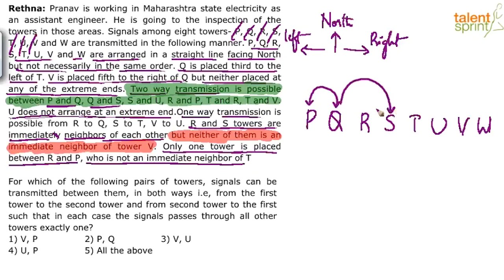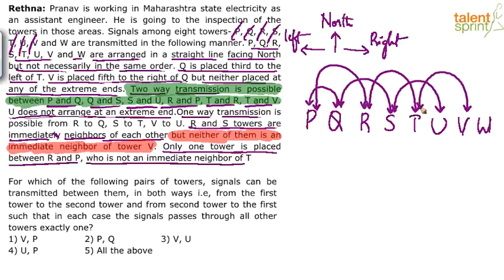So between Q and S, two-way transmission is possible, right? So Q to S and S to Q, both are possible. Then S and U, S to U also it's possible, right? S to U and U to S. Then R and P, R to P and P to R, right? And T and R, again, T to R signals can be transmitted and R to T also it can be transmitted, right? And T and V means what? This way. T to V and V to T, both are possible.